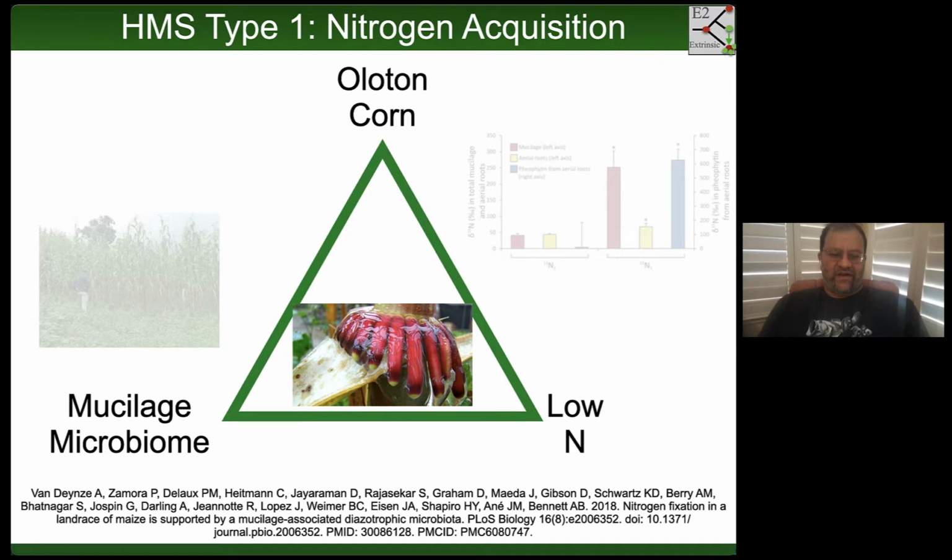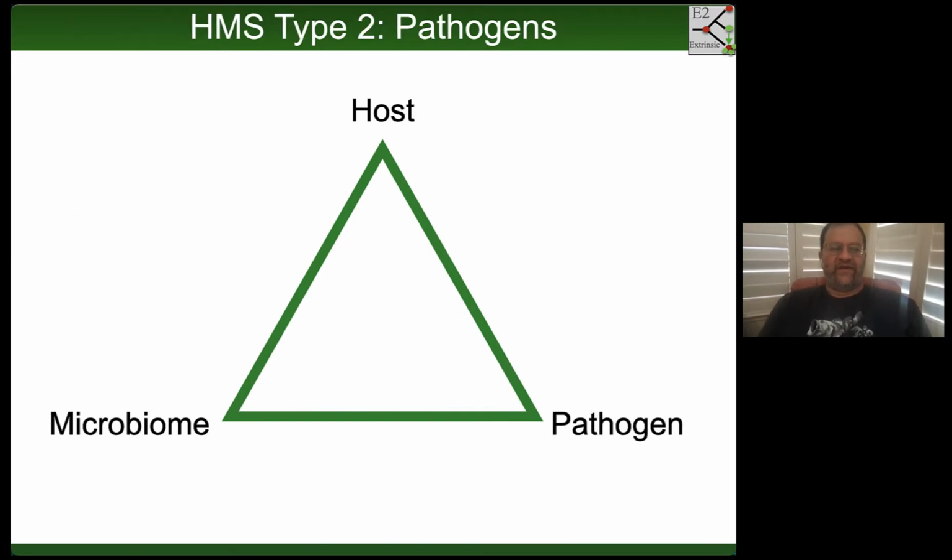We've also worked on nitrogen acquisition in various land plants, and it looks like there are some land plants that are able to, even without rhizobia fixing nitrogen for them, like you see in legumes, have associations with microbes that help them acquire nitrogen from the environment.